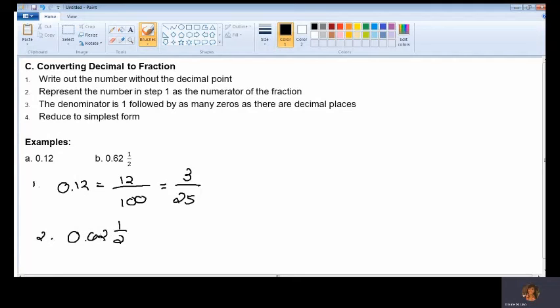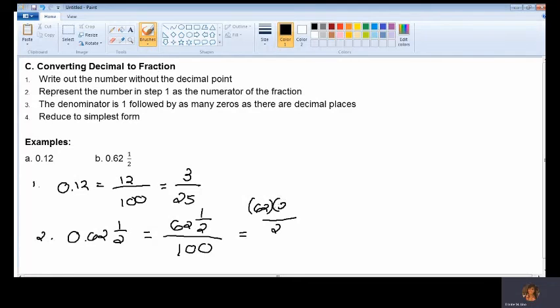0.62 and 1 half. So the decimal value of 0.62 is over 100, right? So we're going to write it this way: 62 and 1 half over 100. There are two decimal places. 1 half is a part of this decimal place. So to solve this, we need to change the numerator to an improper fraction and then solve. Remember, how do we solve division of fractions?